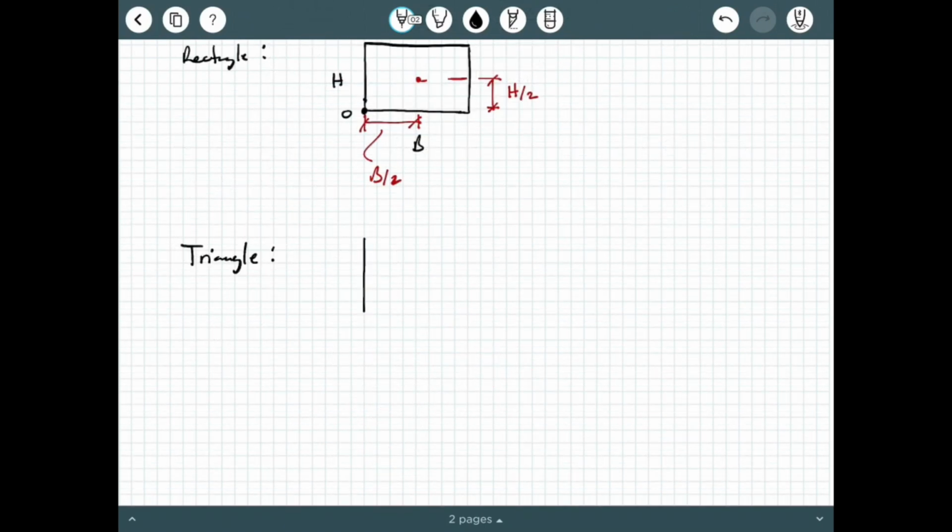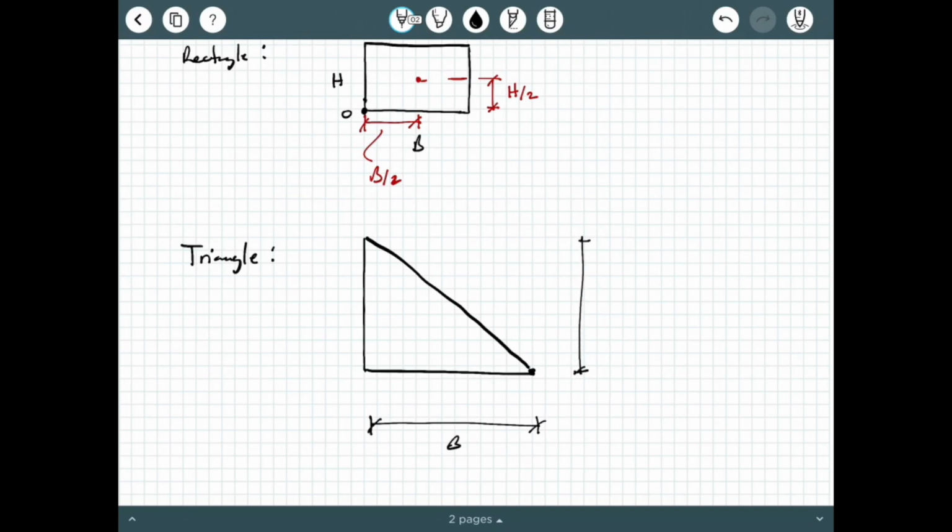Triangle. Then the centroidal location, we talked about this before. So let's say we got a triangle here, and it has a base dimension B and a height of H. And let's say this bottom left corner is our origin. So the centroidal location will be 1/3 of the dimension from the flat side of the triangle. So this would be B over 3, and this is H over 3. So the centroid would be right here.